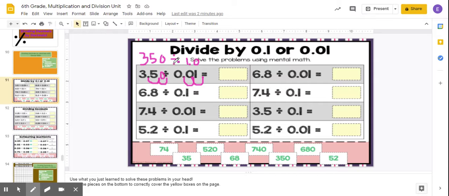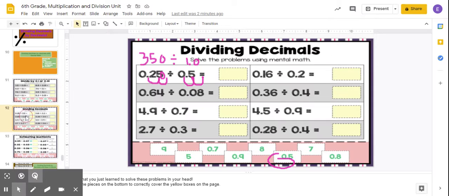And we are going to divide it by 1, a whole lot easier than thinking about 3.5 divided by 1/10. You can just think about what's 350 divided by 1, and then you can go ahead and find your answer and drag it right up here.